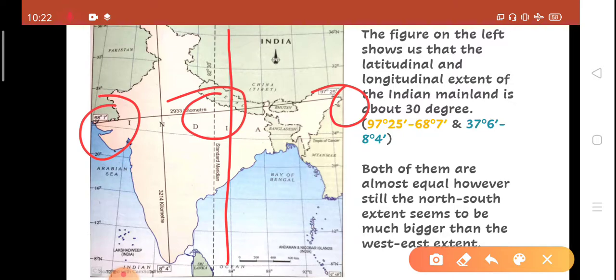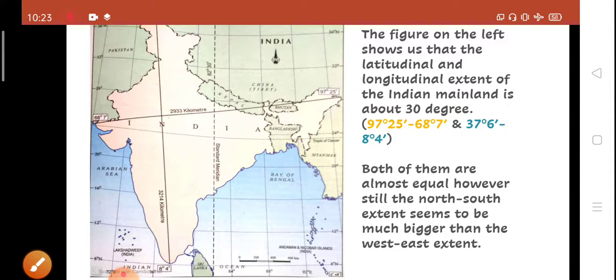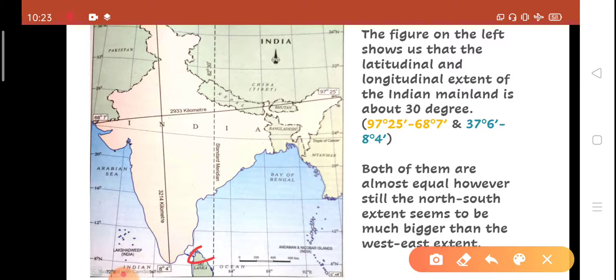So all of us are clear about the significance of this latitudinal extent from A to B, right? We will now discuss the significance of the longitudinal extent from C to D. This longitudinal extent also has an importance. It creates a difference in the duration of day and night between Kanyakumari, the southernmost part of India, and Kashmir, the northernmost part of India. The differences in day and night are created because of this longitudinal extent.